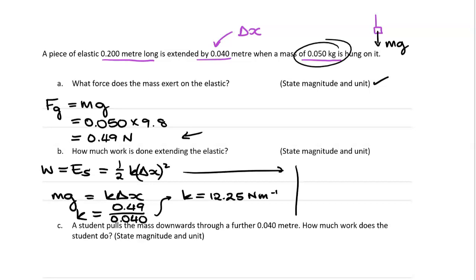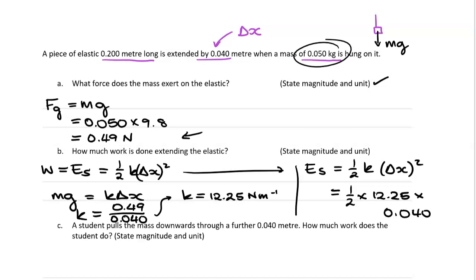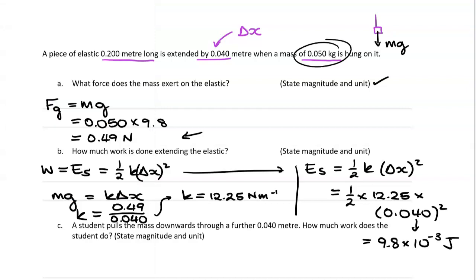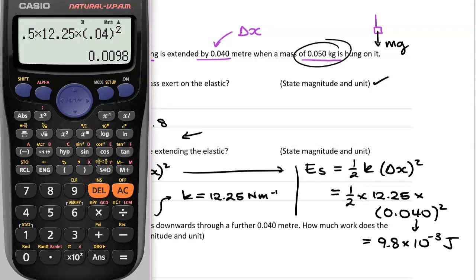So, to continue on with that elastic potential energy that we spoke about, we've got a half times the value of k times this particular extension was 0.040. Can't forget to square it. Okay, so to 2 sig figs, let's pop that down. Alrighty, we asked for the magnitude and the unit, so 9.8 by 10 to the negative 3 joules here.